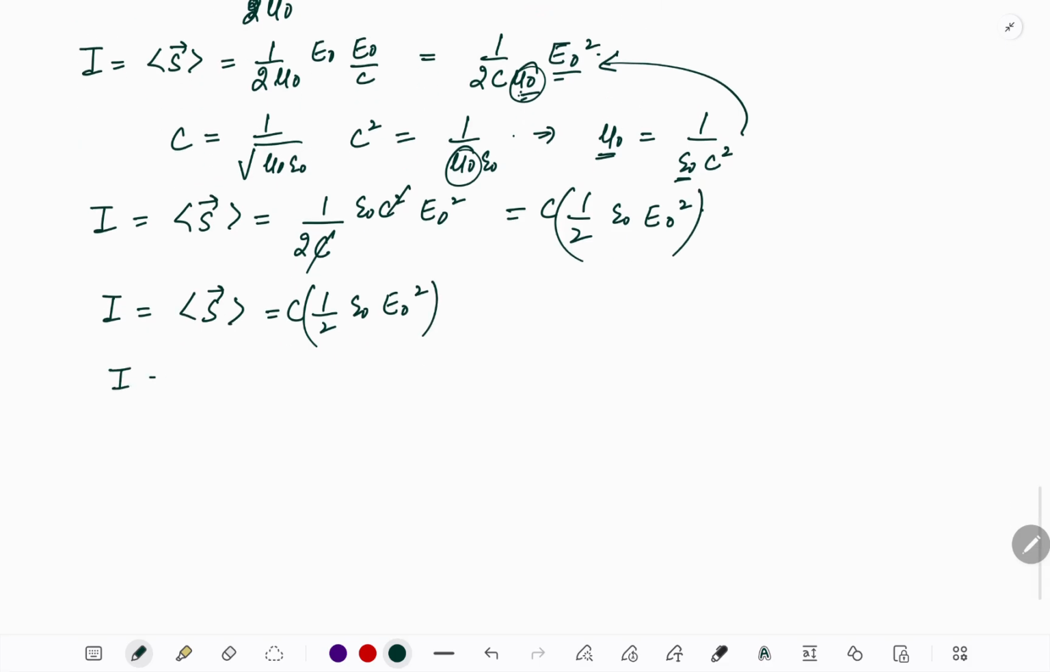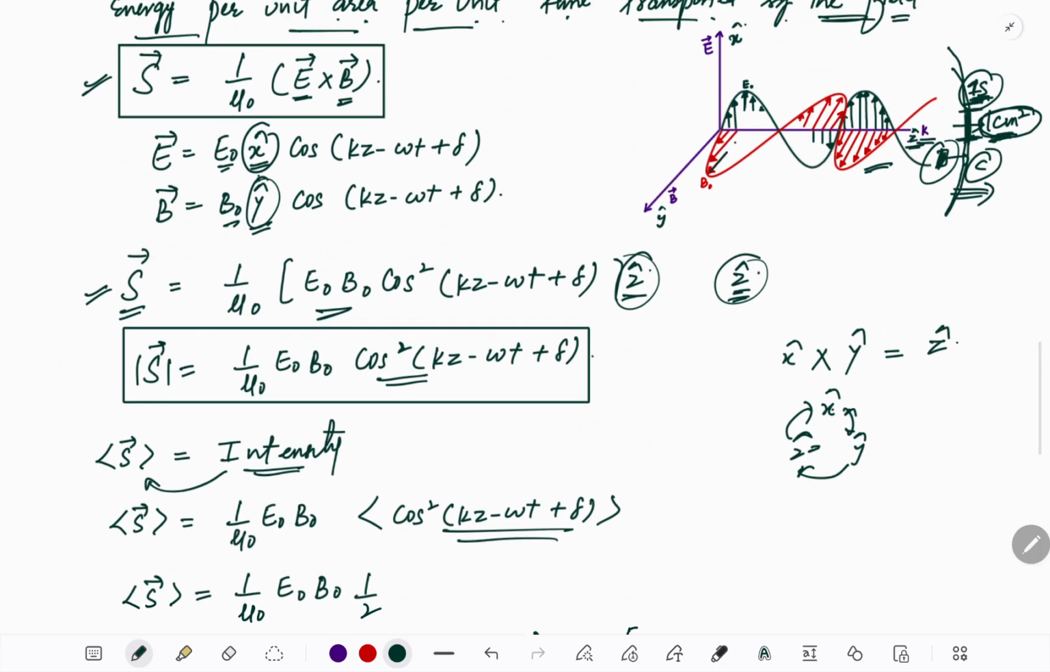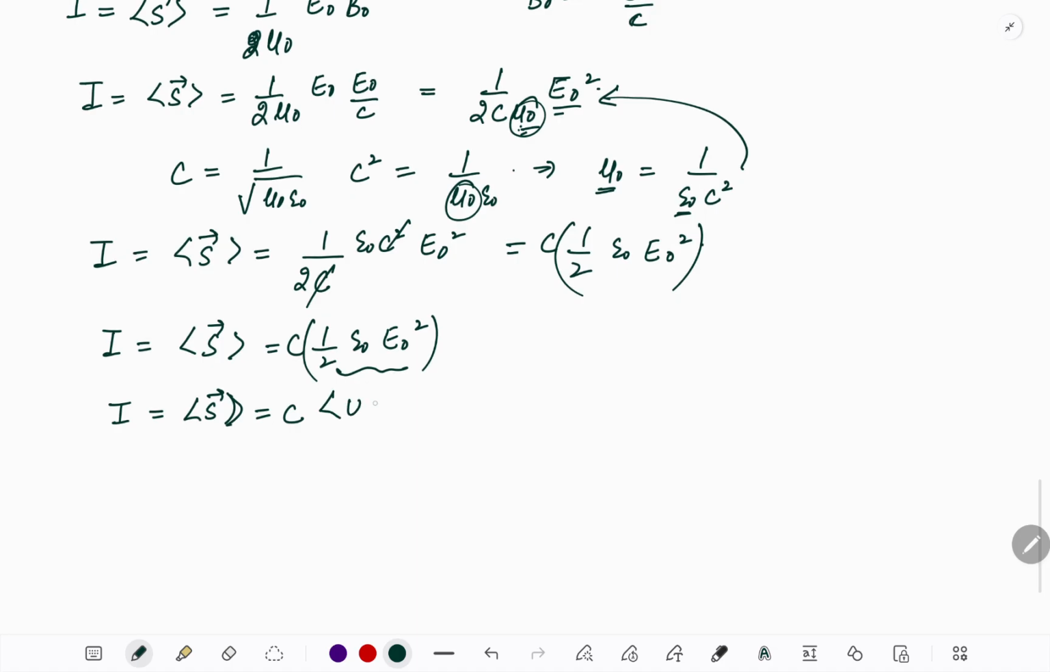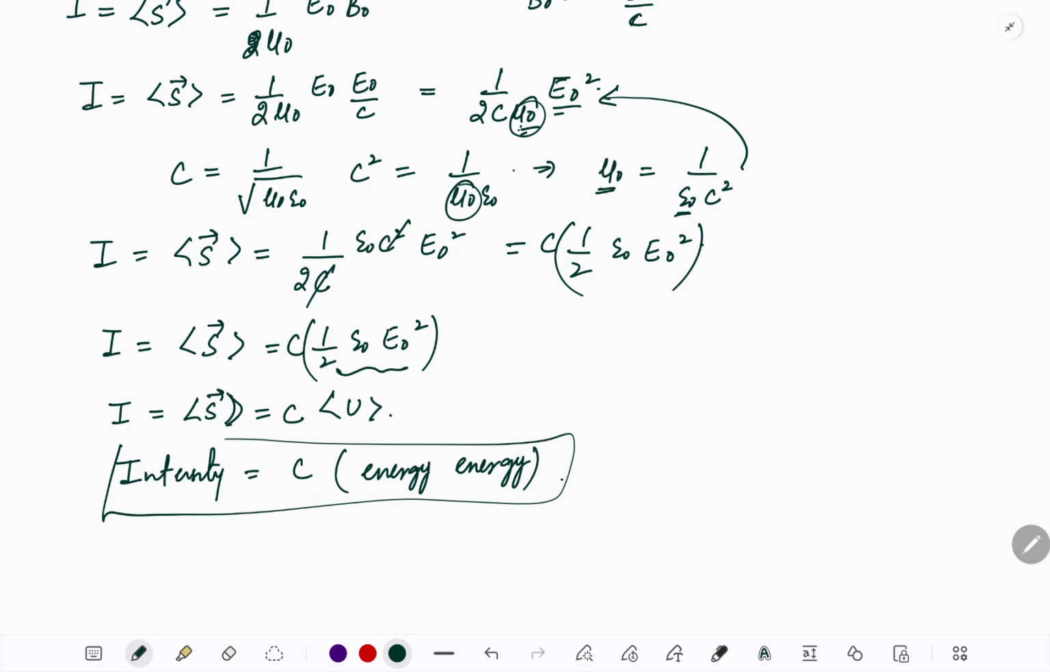So the intensity equals the average of the Poynting vector, which equals c times the average of the energy density, the average of u. So we can write that the intensity equals the speed of light c times the energy density. I think this is enough for the video.